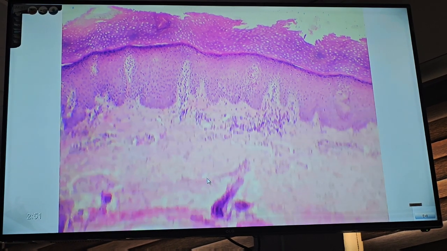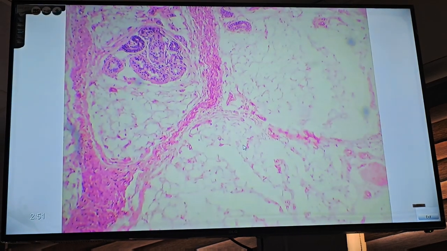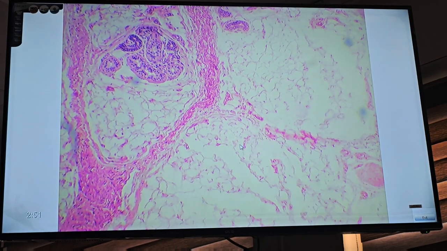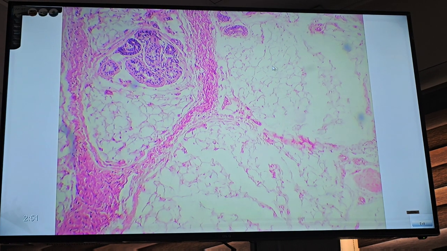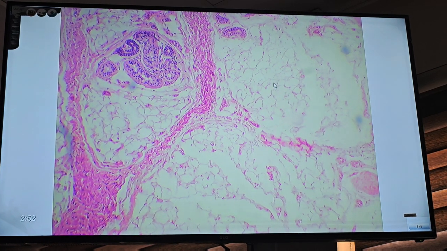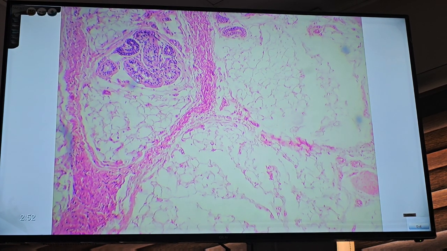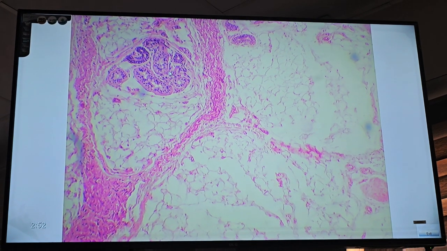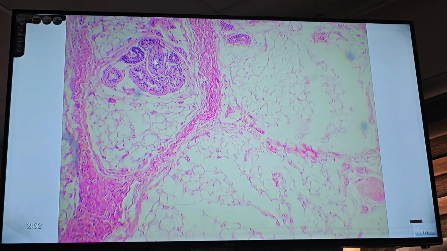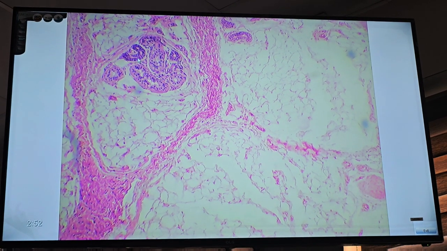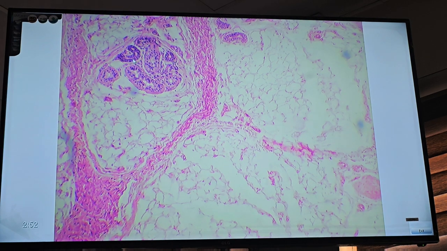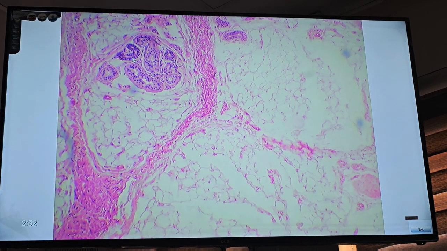Beneath the dermis of the skin, we can see the hypodermis, also called the subcutaneous layer, which consists of adipocytes. This is a sweat gland. The sweat gland has two portions, the secretory portion and the duct portion. Any question about thick skin?